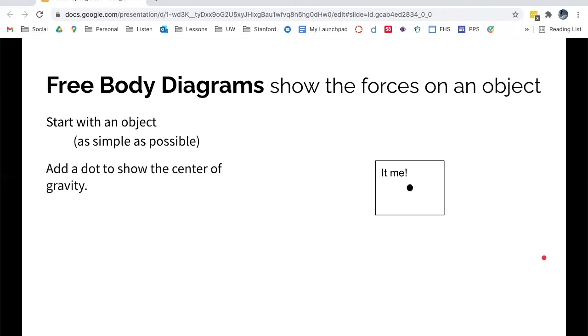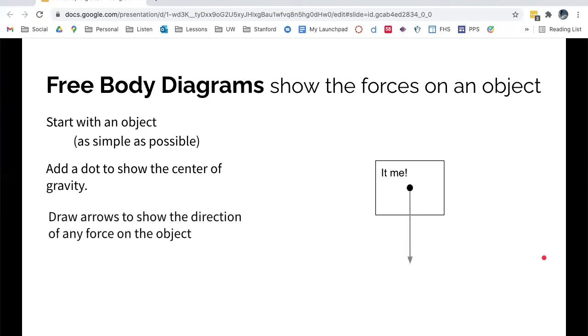You can then add a dot into the center of that object to show where its center of gravity is. The box is pretty even, so I'm assuming that it's somewhere in the middle. Then draw an arrow to show the direction of any force on that object. You can imagine gravity is pulling me down, so I drew an arrow pulling me down from that center of gravity. It's also good to label your arrows because we're going to have a number of arrows. So this one is the force of gravity, and I write it as a big F with the little words right next to it.